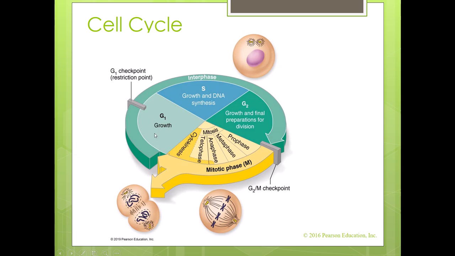There's a G1 or growth phase. There's an S phase. That S stands for synthesis, because this is where your DNA is replicated. And then there's a second growth phase where the cell is concerned with getting ready to enter the mitotic phase. And the mitotic phase is actually two separate events. There's mitosis, which is the splitting of the nucleus, and then cytokinesis, which is the splitting of the cell itself.